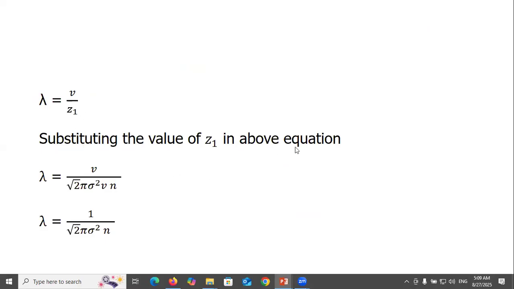Substituting the value of Z1 in the above equation, lambda equals v over root 2 pi sigma square v n. So that lambda equals 1 over root 2 pi sigma square n, since v is cancelled.